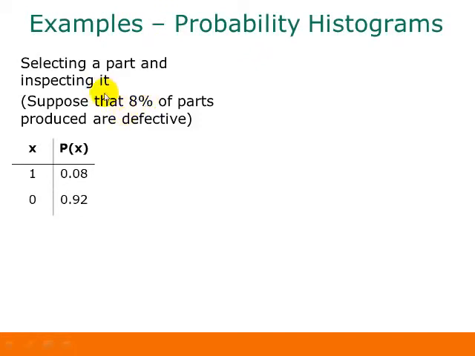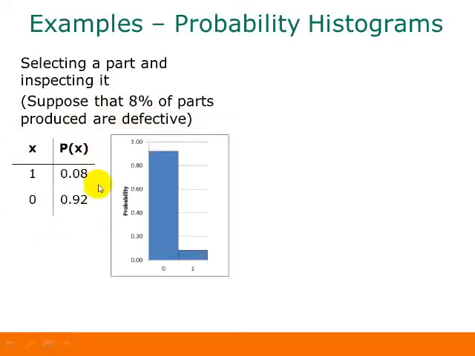Selecting a part and inspecting it if 8% of the parts are defective. Here was our probability distribution, and this would be our probability histogram. We have our two outcomes, 0 and 1. Each one gets 1 bar, and the probability for the 0 was 0.92. The probability for the 1 was 0.08.